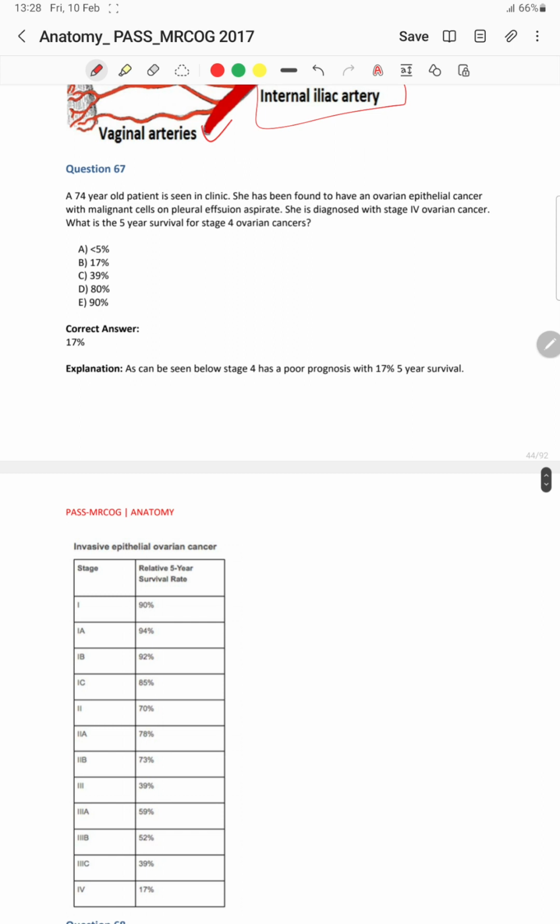Next question. A 74-year-old patient is seen in the clinic. She has been found to have ovarian epithelial cancer, with malignant cells on the pleural effusion aspirates. The pleural effusion aspirate is positive for malignant tissue. She is diagnosed with stage 4 ovarian cancer. What is the 5-year survival for stage 4 cancer? So what is the survival?